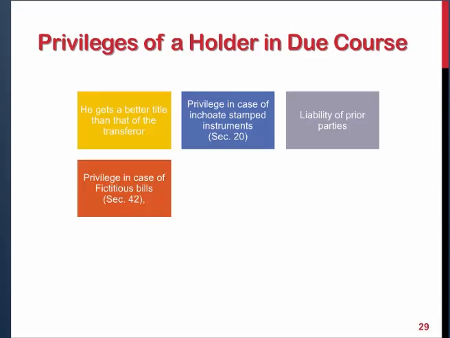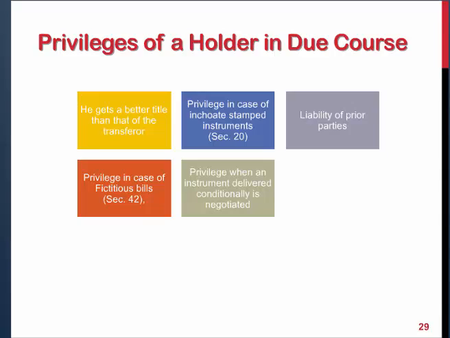Privilege in case of fictitious bills. Section 42. When a bill of exchange is drawn in a fictitious name and is made payable to the drawer's order, that is, where both drawer and the payee of a bill are fictitious persons, the bill is said to be a fictitious bill. Such a bill is not a good bill and cannot be enforced at law. But the acceptor of such a bill is liable to a holder in due course, provided the latter can show that the first endorsement on the bill and the signature of the supposed drawer are in the same handwriting.